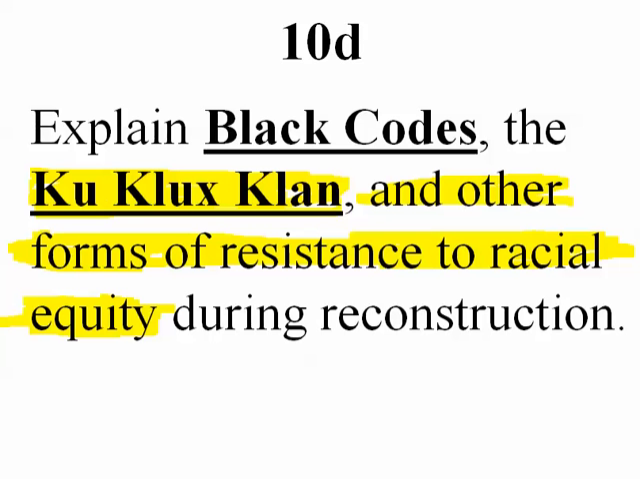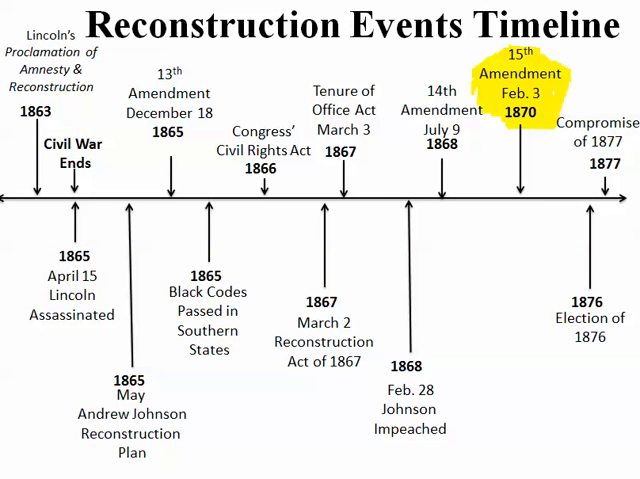Alright, and then it says, explain the Ku Klux Klan and other forms of resistance to racial equity during Reconstruction. And these forms of racial resistance come after the 14th and 15th Amendment. If you remember, the KKK was created in 1866 in Pulaski, Tennessee, and it was around this time that these radical Republicans actually passed through the House and the Senate a proposal for the 14th Amendment, and it took a year and a half later before it was actually ratified.